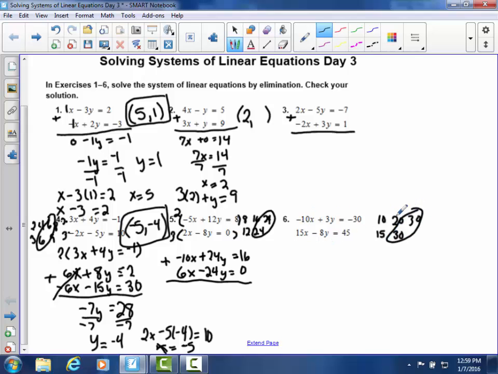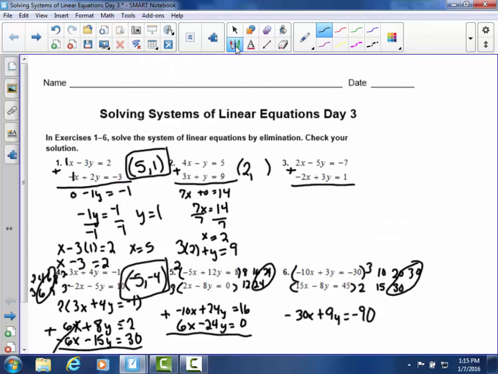To turn 10 into 30, I had to multiply by 3. And to turn 15 into 30, I had to multiply by 2. Okay, so that's going to give me negative 30x plus 9y equals negative 90.